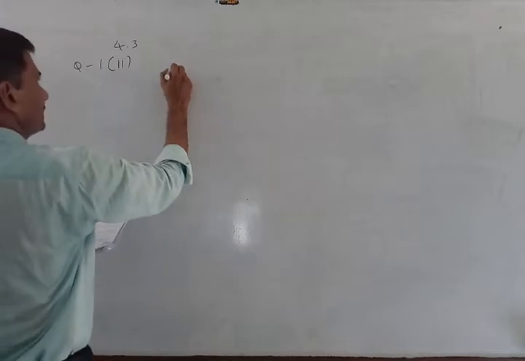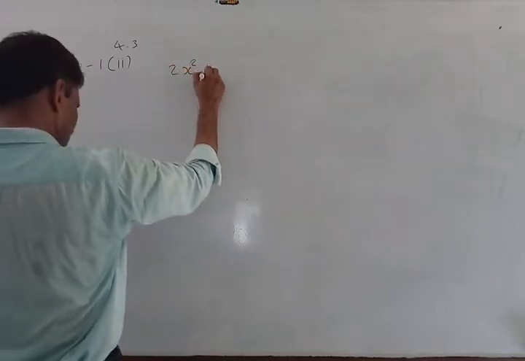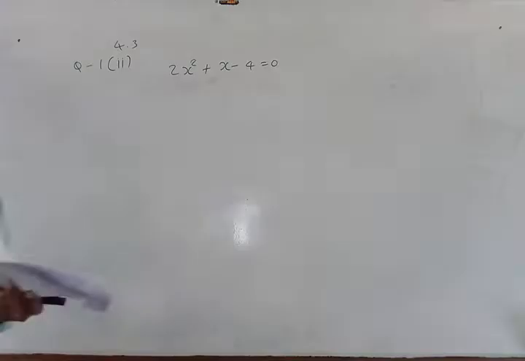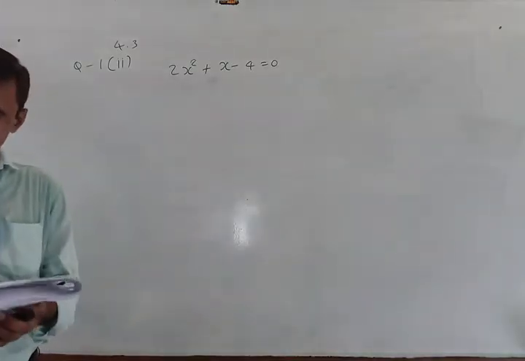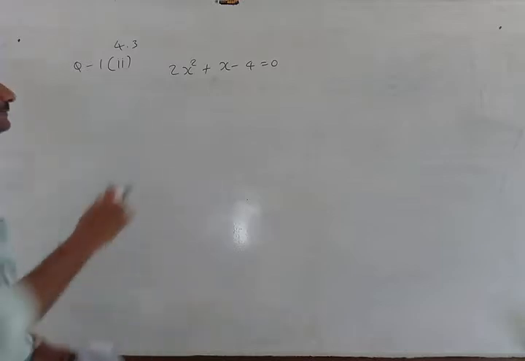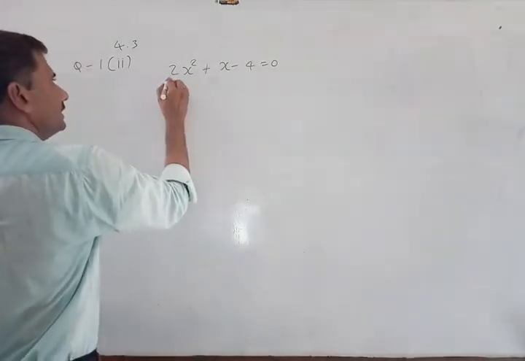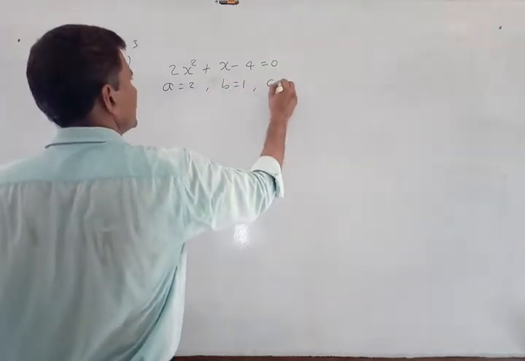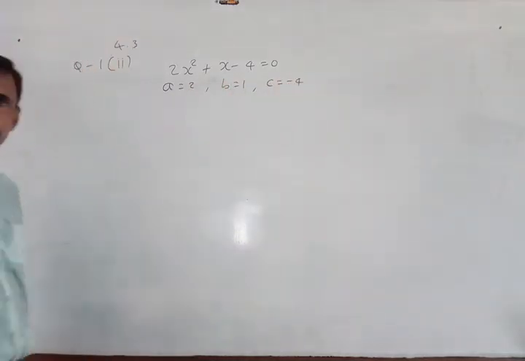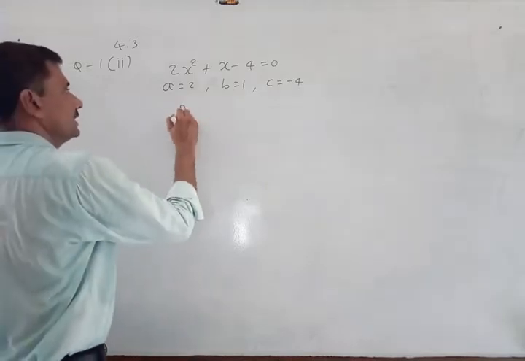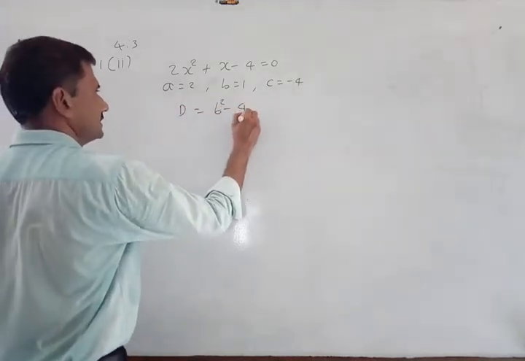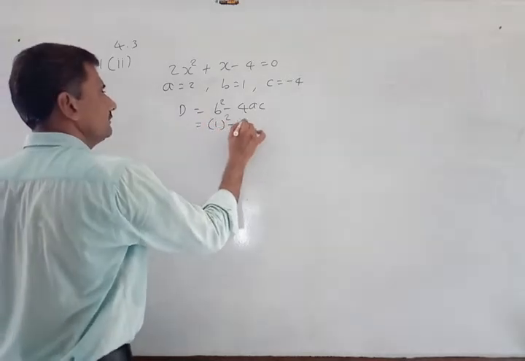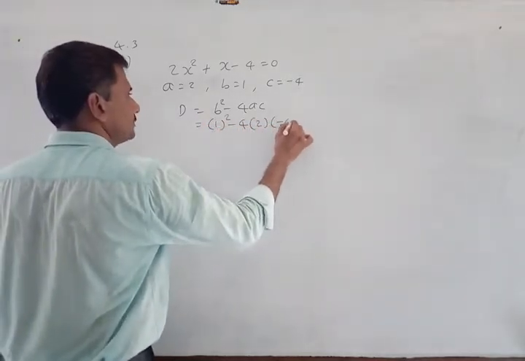Look there, 2x square plus x minus 4 equal to 0. Now, a equal to 2, b equal to 1, c equal to minus 4. This is our list. Now, find out D equal to b square minus 4ac. So, write down the whole value: 1 square minus 4, 2, minus 4.